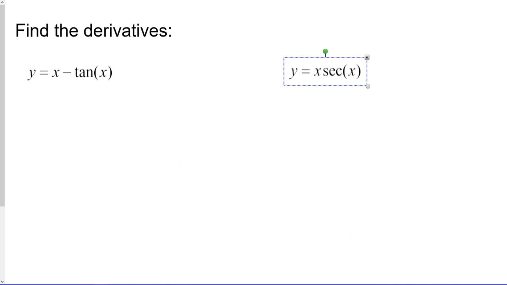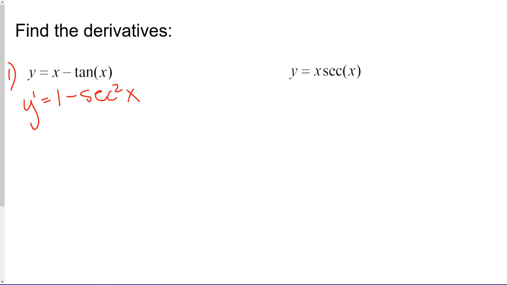So if we're going to find the derivatives here, looking at our first one, we have y equals x minus tangent of x, so y prime is just going to be the derivative of x, which is 1, minus the derivative of tangent of x. So we're going to minus secant squared of x.